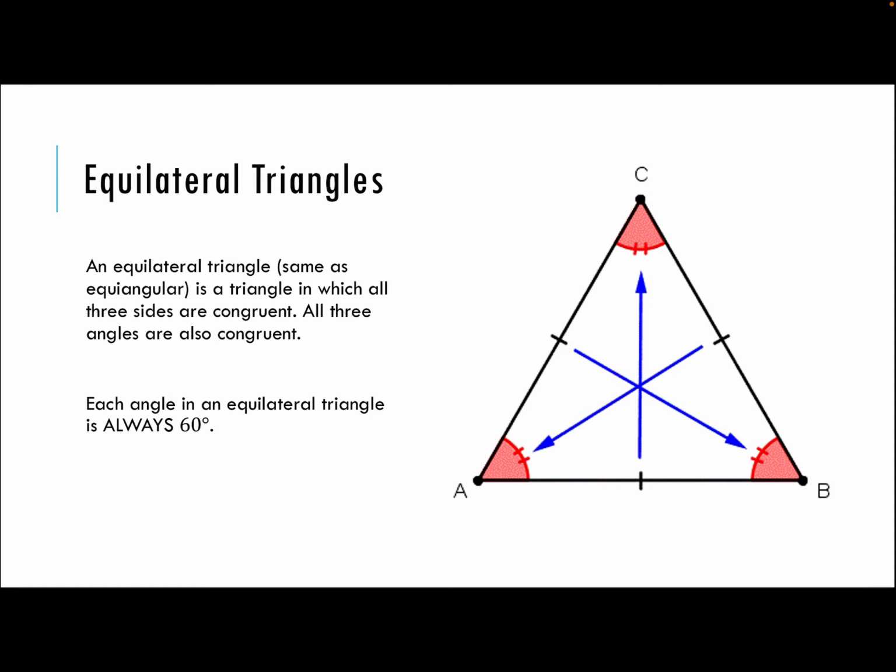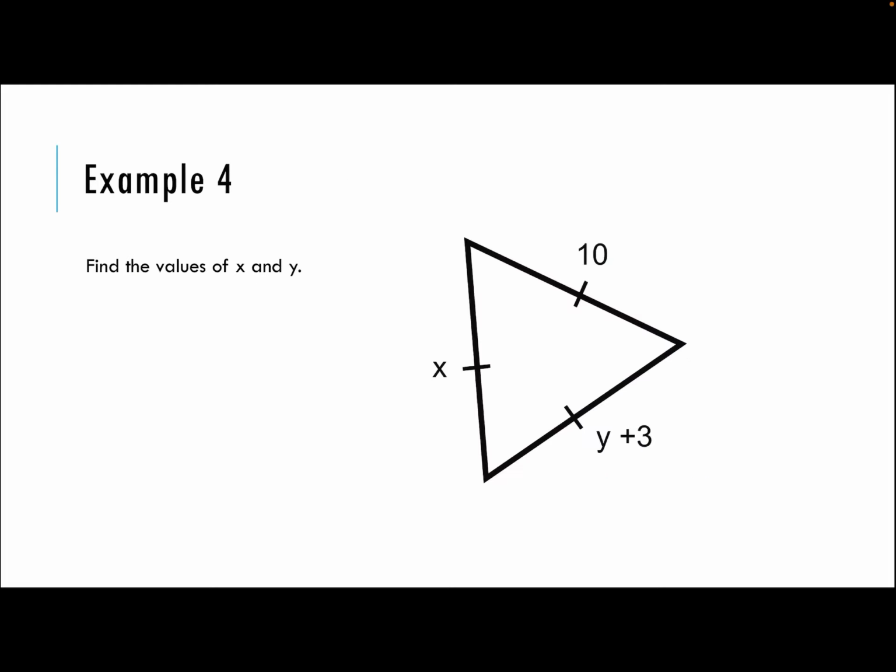Next, we have an equilateral triangle, which is the same as an equiangular triangle. And in an equilateral triangle, all of the angles are congruent and all of the sides are congruent. So since all three angles are congruent in an equilateral triangle and the three angles have to add to equal 180, each angle in an equilateral triangle always has a numerical value of 60. That's not to say we won't have algebraic expressions, but the numerical value is always going to be 60. And the sides are always all going to be the same thing.